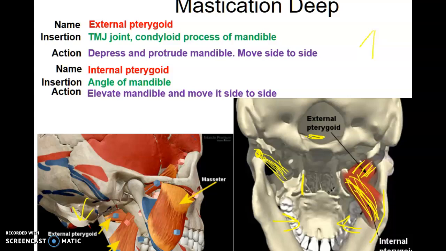So the only one that depresses is the external pterygoid? That doesn't sound right. Because it's not. There's got to be more.